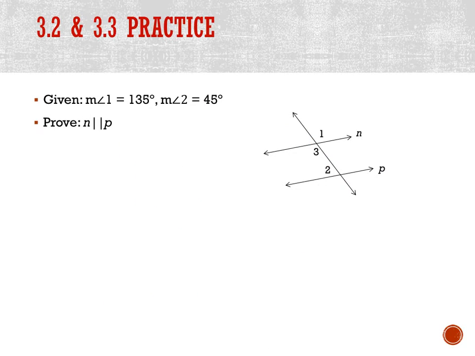Okay, next one says, given the measure of angle 1 is 135 and 2 is 45, I'm trying to prove that N is parallel to P. So I can actually just get from 135 across here to that 3, show that those two are supplementary, and then use the consecutive interior angles converse. So start with my given. 1 is 135, 2 is 45.